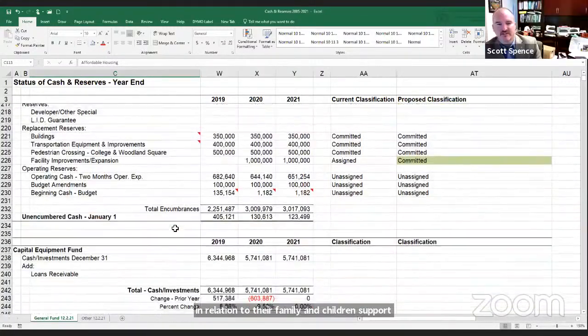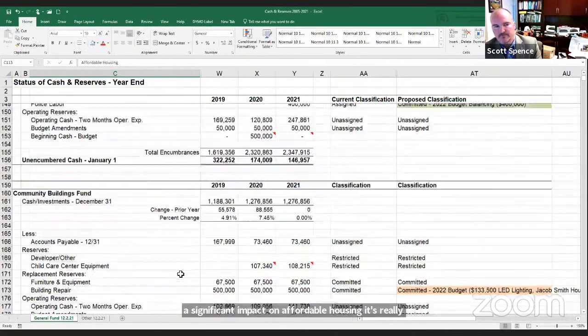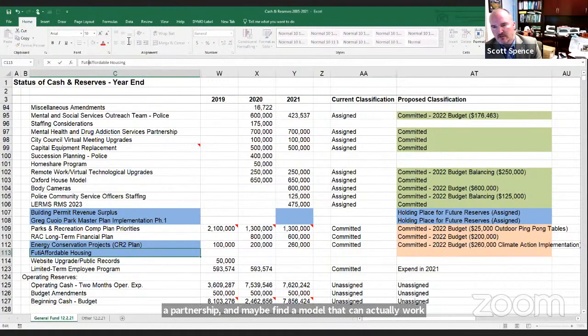The Oxford House is another program, but you're right. The majority, if we're going to make a significant impact on affordable housing, it's really that $4.6 million investment with ARPA. And the Oxford one is trying to figure out, can we find a partnership and maybe find a model that can actually work, and we can demonstrate to the public that this is maybe a path forward.